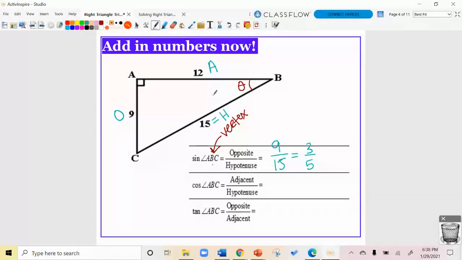Adjacent over hypotenuse. Well, that's 12 over 15. Let's simplify that. They're both divisible by 3 again. That's 4 over 5. Notice anything? And then opposite over adjacent is 9 over 12. I can divide them both by 3, and that's 3 over 4. So watch this. I'm going to go ahead and put a line here. I'm going to approximate it. No, I don't like that.